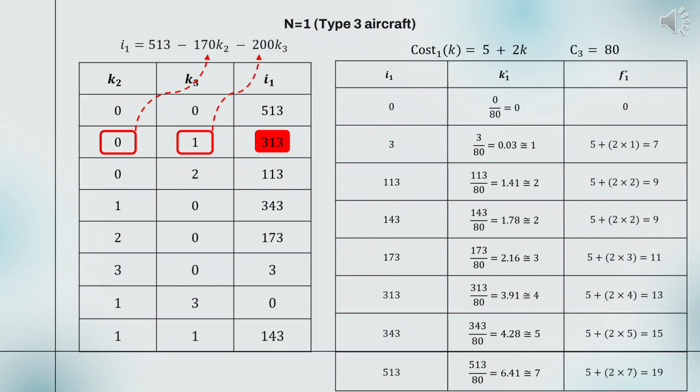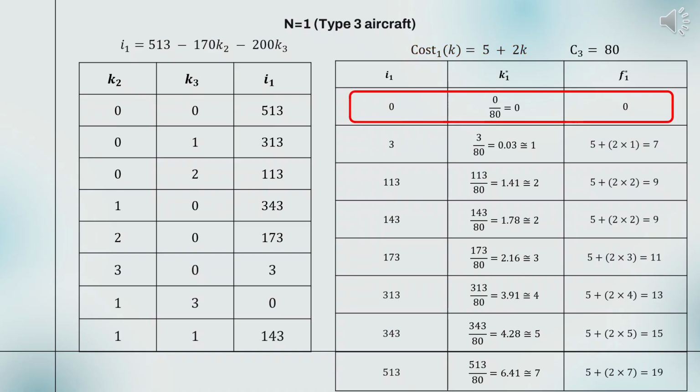Since this stage is the final step in covering the demand, all remaining individuals must be transported by the 80-passenger aircraft. Therefore, the optimal decision variable, K1 star, is obtained by dividing the number of remaining passengers by the capacity of 80 and rounding up to the nearest integer. Now, let us turn to the right table and examine the optimal cost calculations based on the cost function. Cost 1 of k equals 5 plus 2k for each individual state.